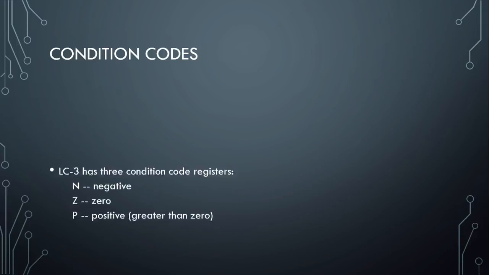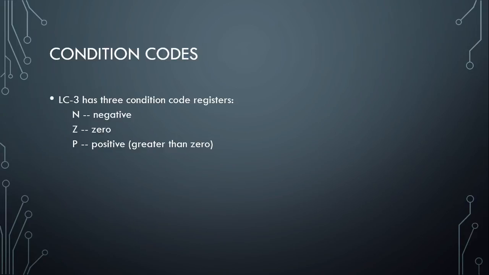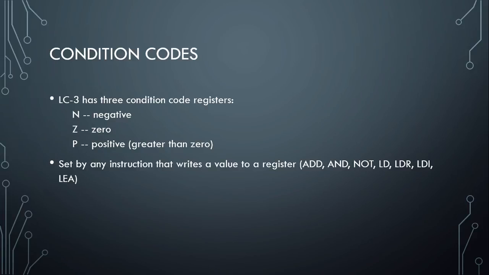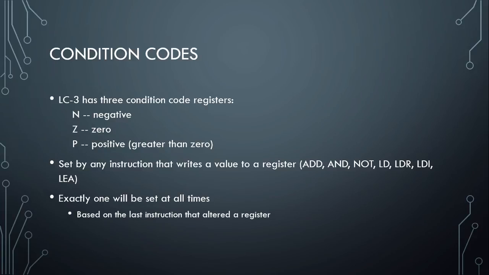Next up are condition codes. The LC3 has 3 condition code registers. N, Z, and P are for negative, 0, and positive. This is set by any instruction that writes a value to a register, whether that's AND, ADD, NOT, LD, LDR, LDI, and LEA. Exactly one will be set at all times, based upon the last instruction that altered the register.